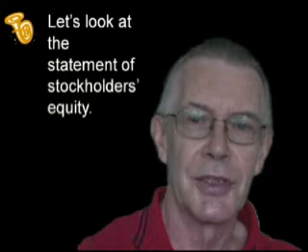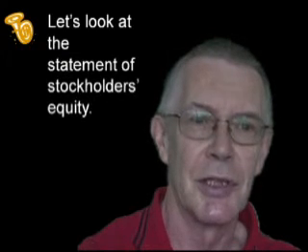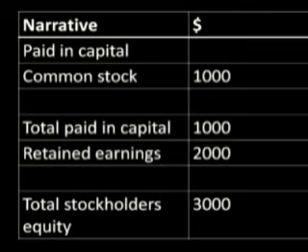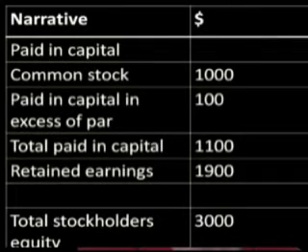Consider what happens to the statement of stockholders' equity. The total of stockholders' equity is $3,000 made up of retained earnings and common stock. Afterwards, the total stockholders' equity remains the same, but there has been a redistribution. We can see the figure for retained earnings has been reduced, whilst there is a new figure for paid-in capital in excess of par.